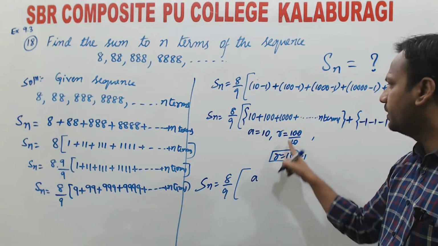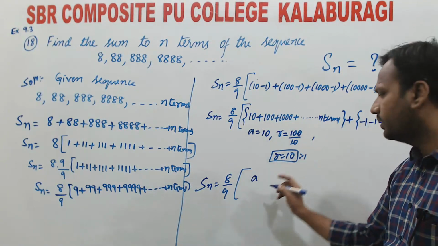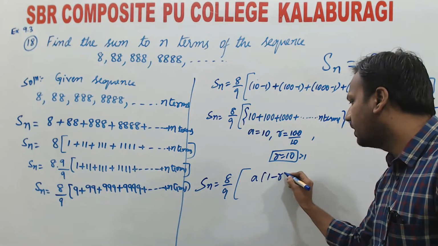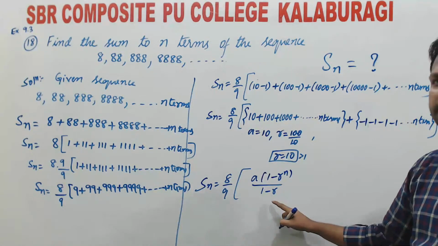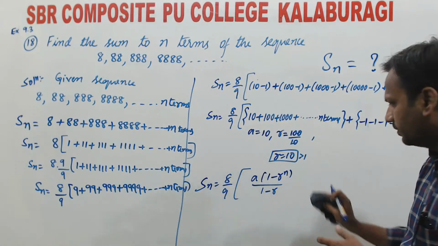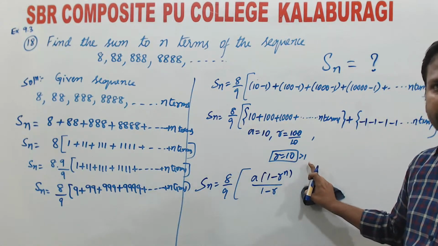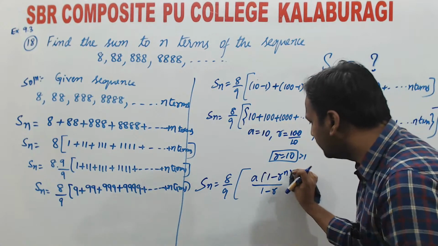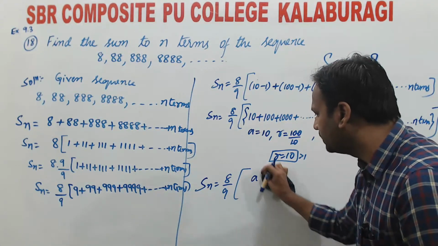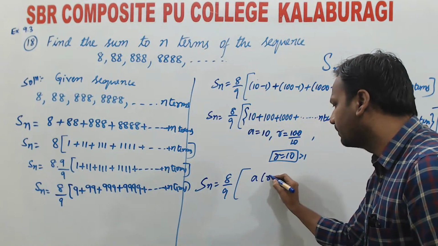So what is the Sn formula of the GP sequence here? A into 1 minus R raised to n, divided by 1 minus R. So why have I written this? Because, sorry, I should mention, since R is greater than 1, this formula changes to what now? This formula changes in this way.